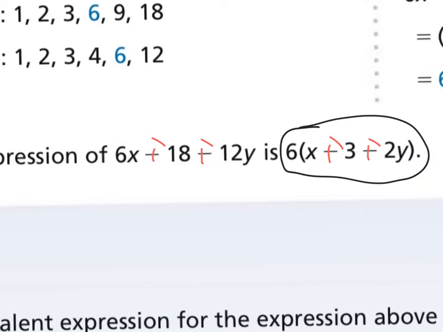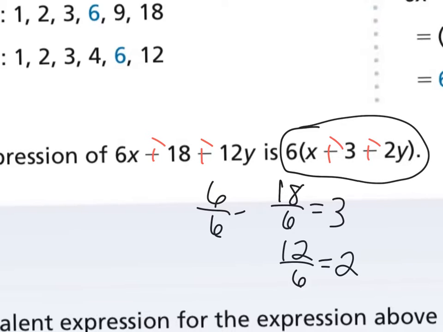Okay, and in order to figure out your numbers, the 3 and the 2, basically you're just dividing. So 18 divided by 6 is 3. 12 divided by 6 is 2. Obviously, 6 divided by 6 is 1, so you can put a 1 there if you'd like as well. You can go through that process if that helps you to figure out what those numbers are going to be in your answer.